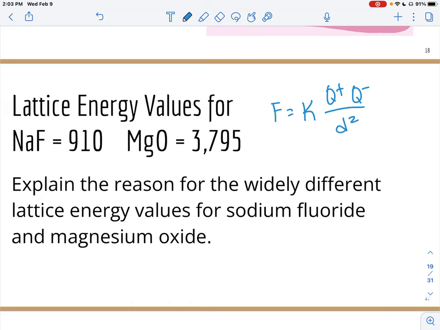So here for NaF, you have plus one and minus one. For MgO, you have plus two and minus two. You can just pull those charges right off the periodic table. So this is going up, because the charges for MgO go up, which means the lattice energy goes up. Because they're kind of similar in sizes, we can just say that it's because of the charges.